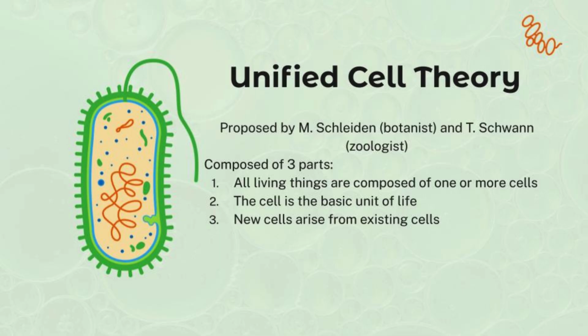All right, welcome back. Unified cell theory is really important because this provides a foundation for a lot of our knowledge about cells, despite the fact that it seems very, very simple. So it was proposed by Schleiden and Schwann, who were a botanist and zoologist respectively, and it says that all things are composed of one or more cells. The cell is the basic unit of life, and new cells must arise from existing cells.